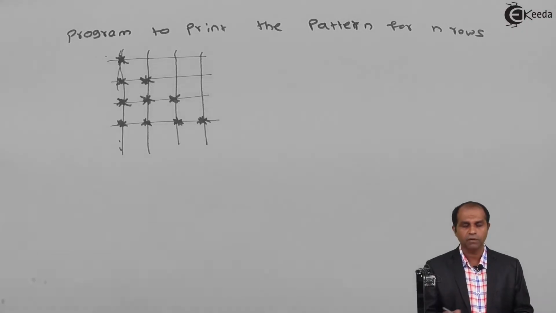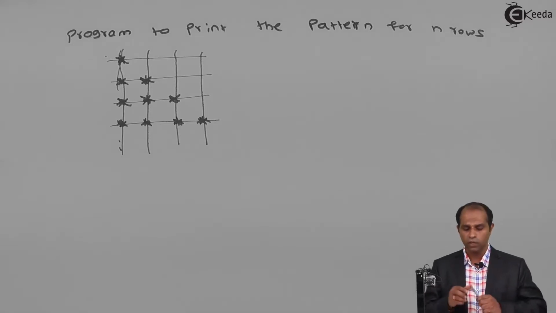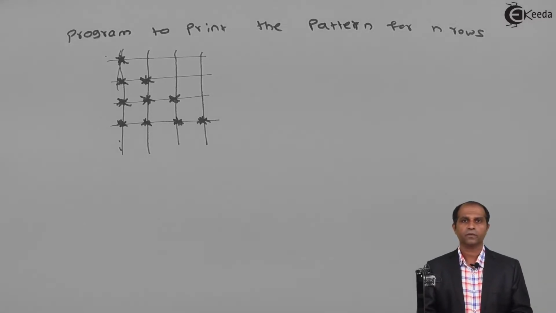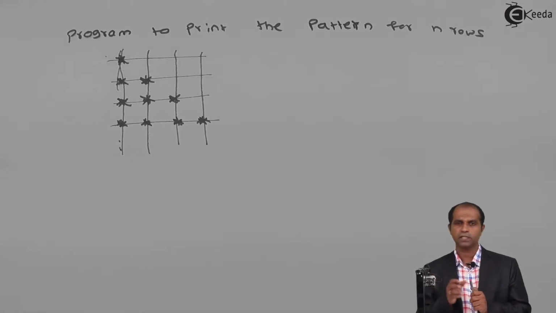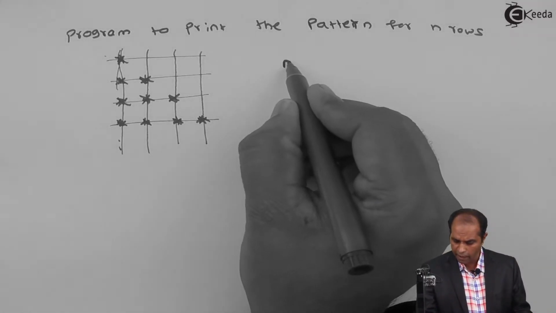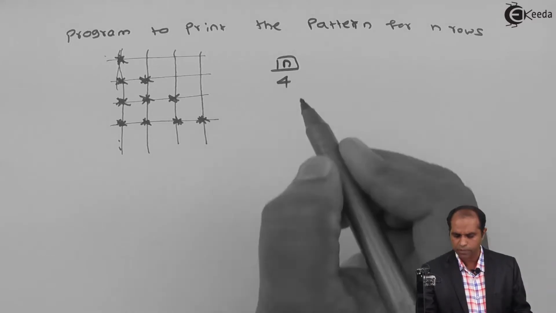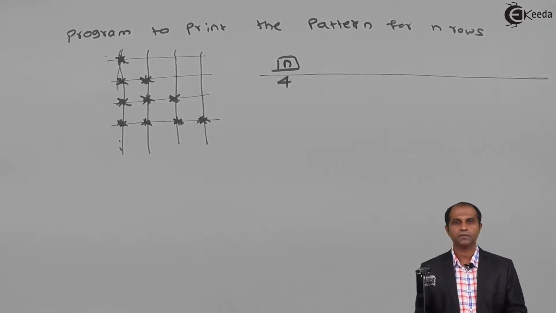So when a pattern is given to you, first draw a grid around it. Do spend some time analyzing the pattern. When you complete the analysis, implementing it with programming concepts is much easier. So as I said, I'm going to try this for 4 rows. So let me say n is 4 at this place, the value of n as 4 in this particular case.